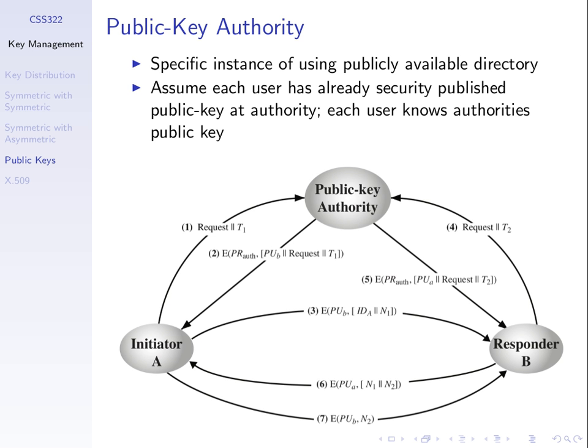Also, when you came to me and gave me your public key, I, as the authority, gave you my public key. So A and B both know the public key of the authority. The goal is that B knows A's public key and A knows B's public key. That's the end result, or it should be. So A requests the public key of B. The authority sends back the public key of B as well as the request. T1 is a timestamp. Again, so that if sometime later another request comes, we can distinguish between new requests and replayed requests.